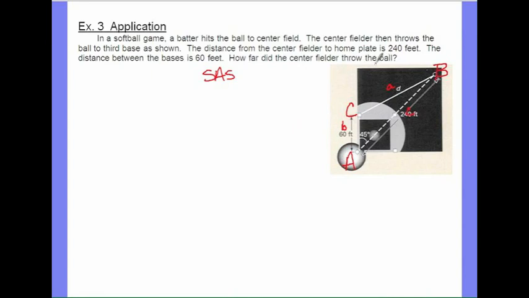Okay, we're trying to find how far the center fielder threw the ball. So the center fielder threw the ball from center field to third base. This is what we're looking for right here. So we need to find a. Okay, we're finding a. We're finding this distance right here. So here's our formula. We need to find a squared equals b squared plus c squared minus 2bc cosine of A.